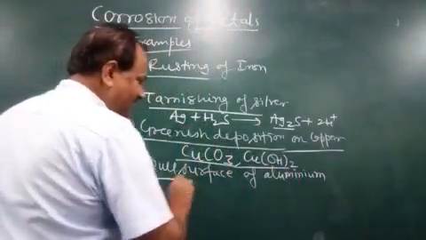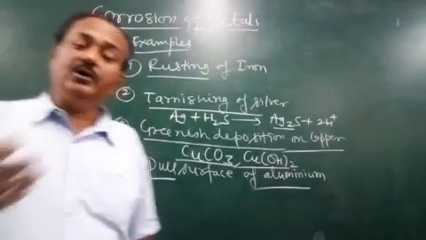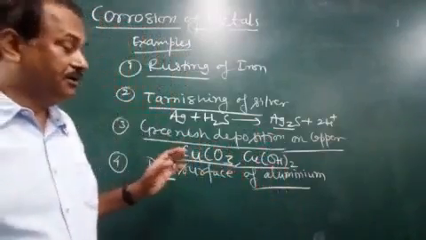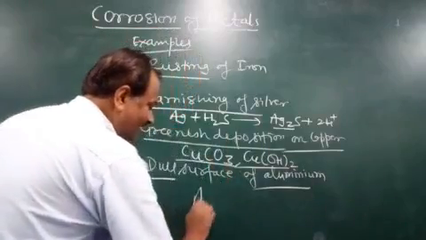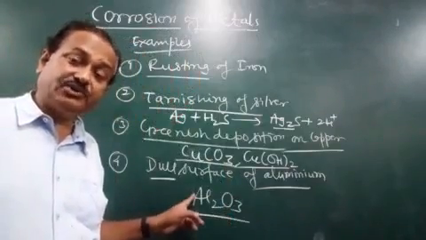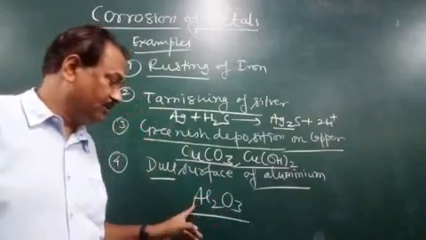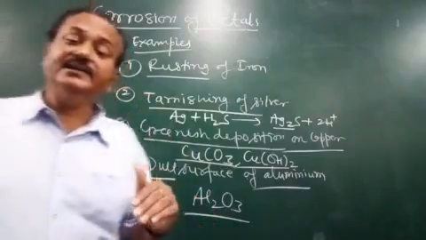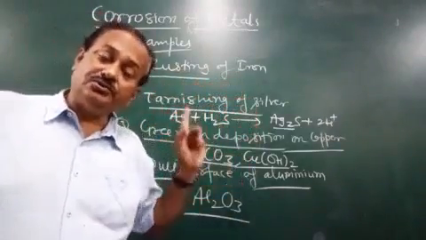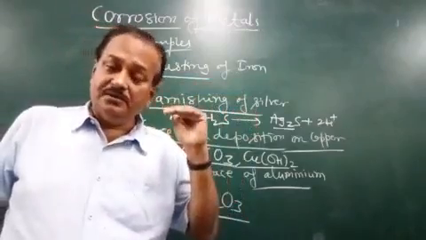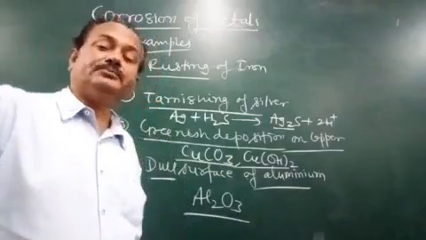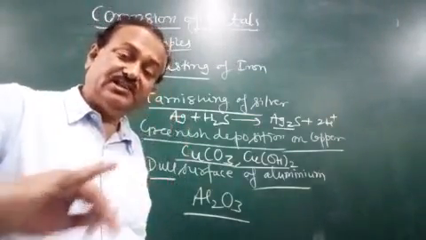Now, dull surface of aluminium. We all have aluminium utensils at our home, and aluminium utensils become dull due to the formation of an oxide layer, Al2O3. Al2O3, aluminium oxide, is formed very slowly, and aluminium oxide is present on the outermost surface. So all the metals which undergo corrosion develop a metal compound on the surface, and this compound prevents further corrosion, and so further corrosion is stopped.